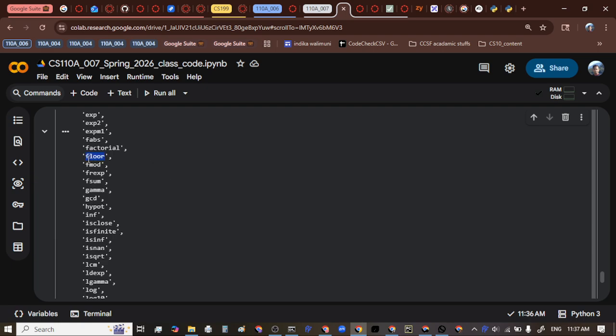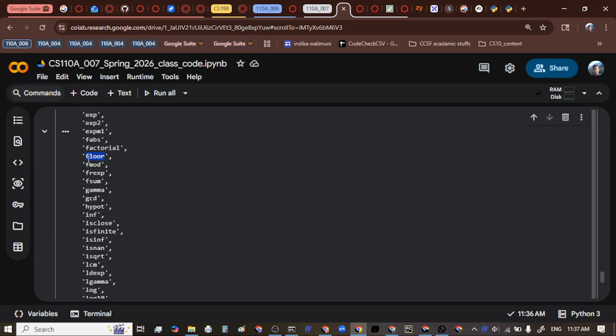Floor means you round towards 0. Is it 0 or negative infinity? I think it's 0. Richard, do you know the floor rounding? Is it towards 0 or negative infinity? The floor function.